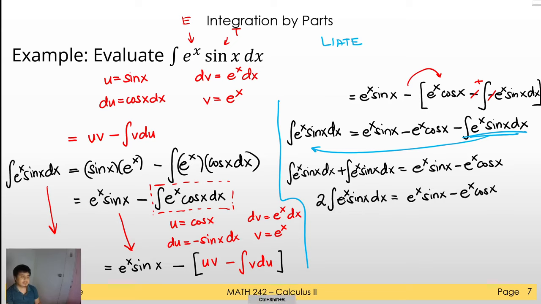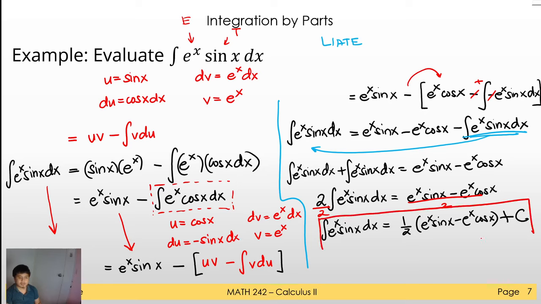Okay, and then we can divide this equation by two, so that the integral of e raised to x sine x, diba, is equal to 1/2 times e raised to x sine x minus e raised to x cos x. If we divide by 2 for both sides, then we will have this. Since we have no integral on the right hand side, and this is the original problem, then we can add the arbitrary constant plus c. So this will be your final answer.